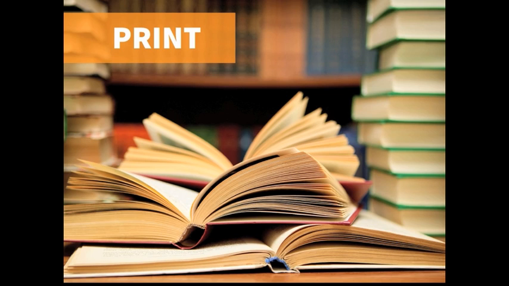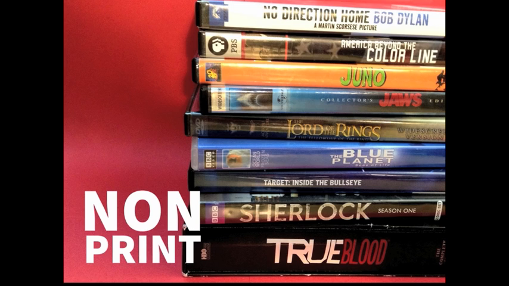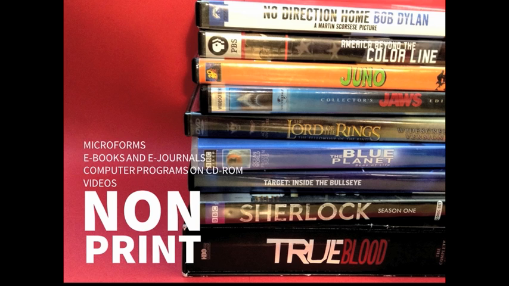For print materials, we have books and serial publications, which are materials that are published periodically, say weekly, biannually, annually, and so on. Examples of serial publications are scientific journals, newspapers, and magazines. For non-print sources, we have videos, such as movies and documentaries on Blu-ray, DVD, and CD, computer programs on CD-ROM, e-books and e-journals, microforms, microfilms, and microfiche, and audio cassette tapes and CDs.